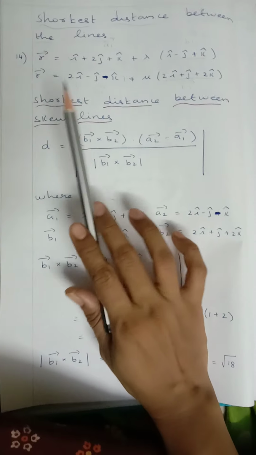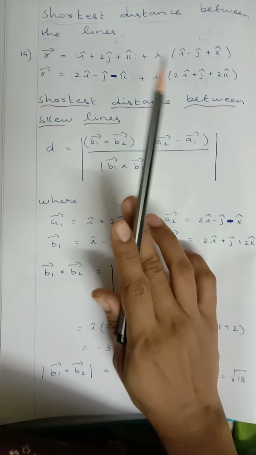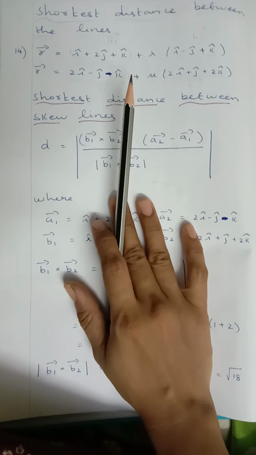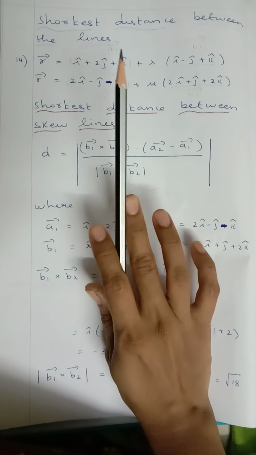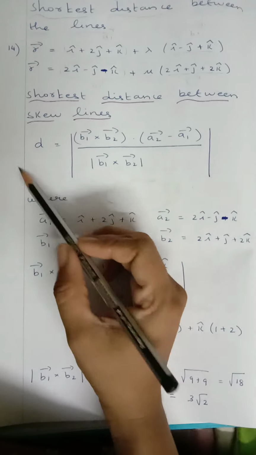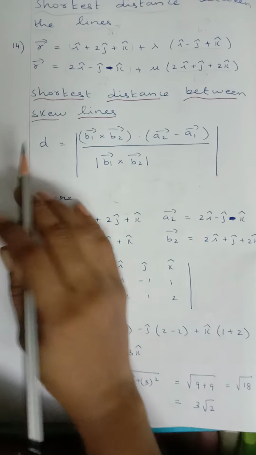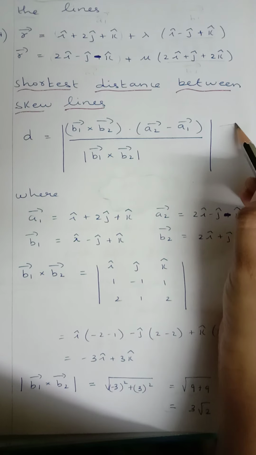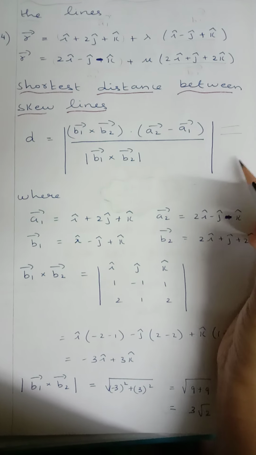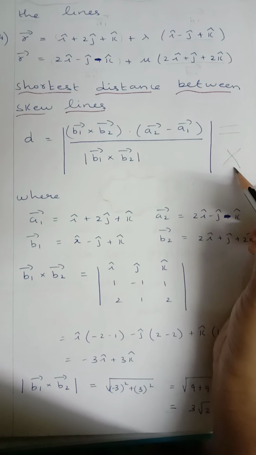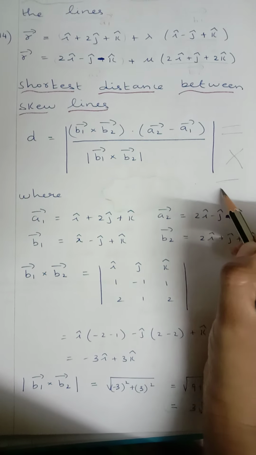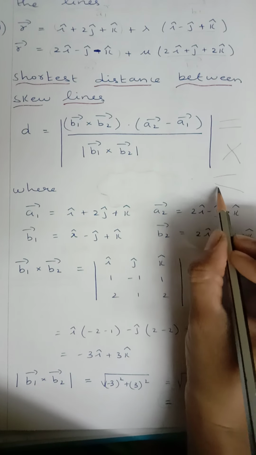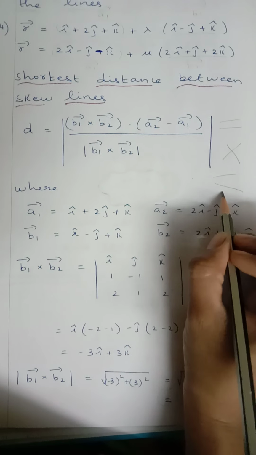The next one is the shortest distance between the lines. See, here it's a very important 6-mark question, the shortest distance between the lines. First of all, you all know what lines are. Here these two lines are parallel and these two lines are intersecting, and we have one more line which does not intersect and is not parallel. Such types of lines are called skew lines.